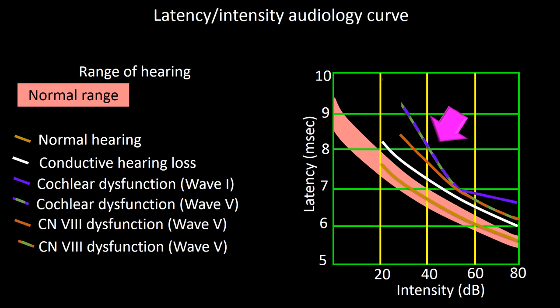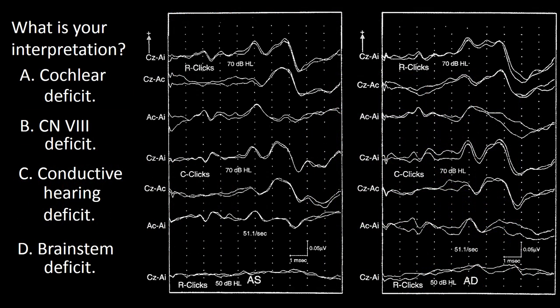The combined olive, green, and violet lines is characteristic of cochlear deficit. Patients with cochlear deficit may require high stimulus level to generate wave 5, and at a high intensity level, wave 5 latency improves, whereas the latency to wave 1 may also improve, but much less. So the answer to this question is A.